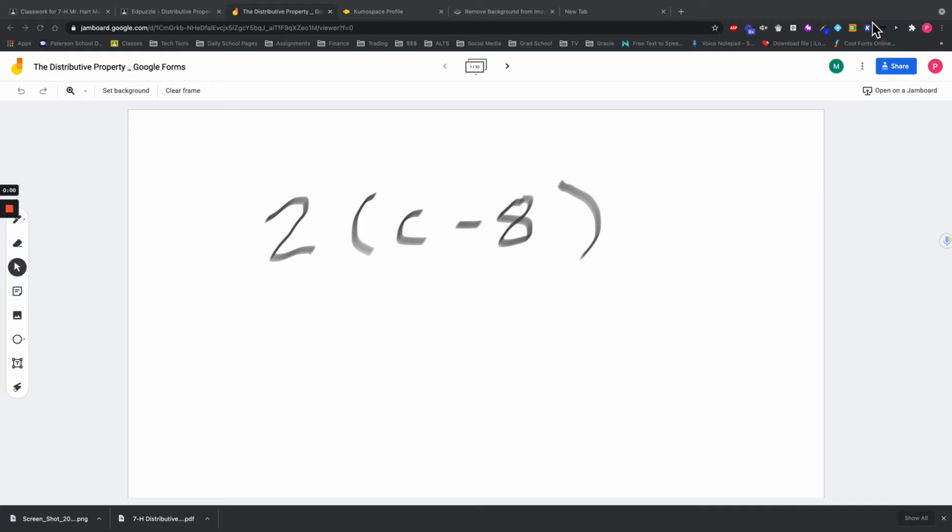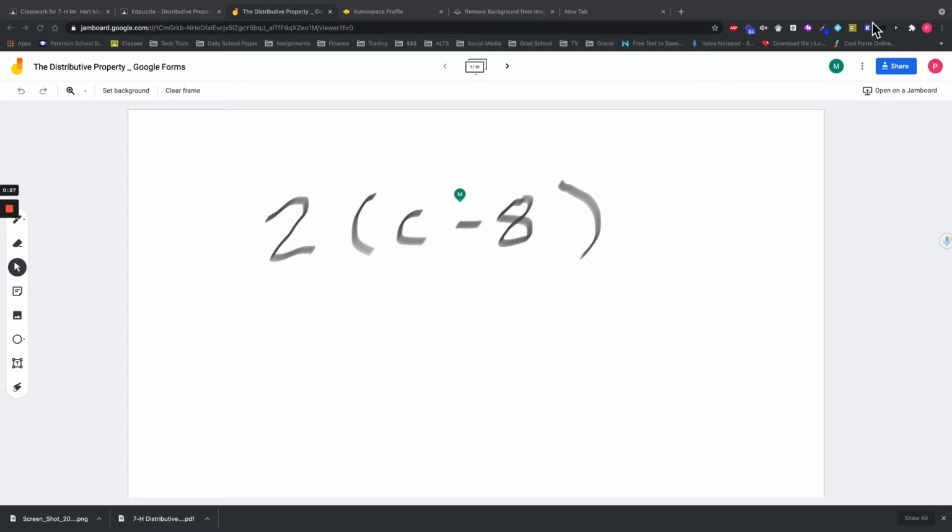is number 1. So we got 2 being distributed to c and minus 8. So we got two terms here. We got a variable, this is a positive 8, and we have a negative 8 in there. And I need to distribute the 2 to the c, meaning multiply, and then distribute the 2 to the negative 8, meaning we're multiplying right into the negative 8. Alright, so here we go.